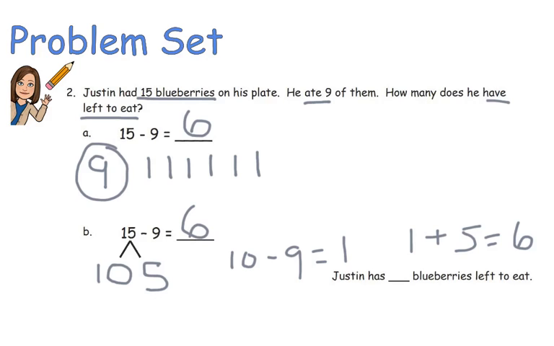And the sentence says, Justin has blank blueberries left to eat. He has 6 blueberries left. Again, if you need more time, you can pause the video.